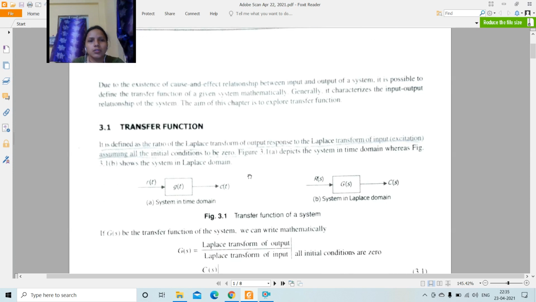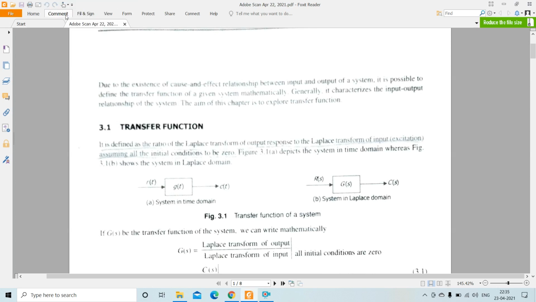Okay, so already we discussed in the class that the transfer function is defined as the ratio of Laplace transform of output response to the Laplace transform of input. Input means excitation, and assuming all initial conditions to be 0. So this is the main definition: the transfer function is the ratio of Laplace transform of output response to the Laplace transform of input, assuming all initial conditions to be 0.